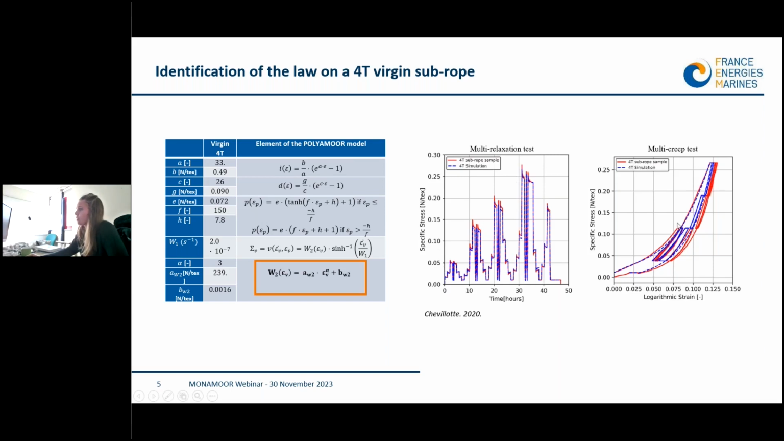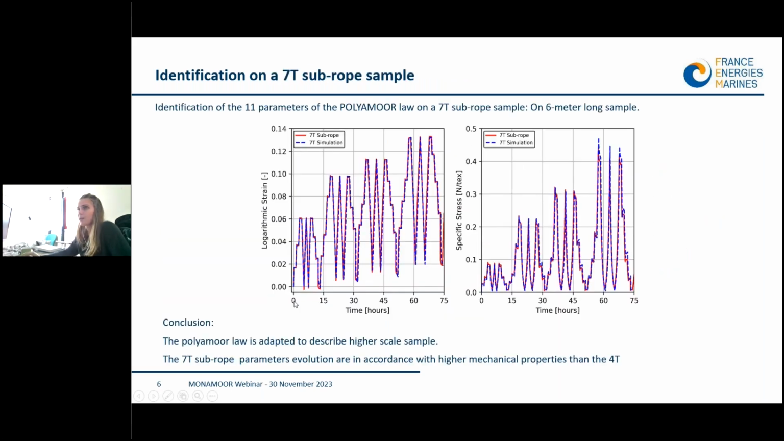and here it was first validated on another type of sequence, so a multi-creep test, and it was shown that the shape of the cycle was well represented, even if we have a slight offset between the 2 curves. During this project, we just proposed a modification of the viscous part, so we changed this expression. It's not the same one as in the Polyamide project. It allows us an easier identification of the parameters for the viscous part.